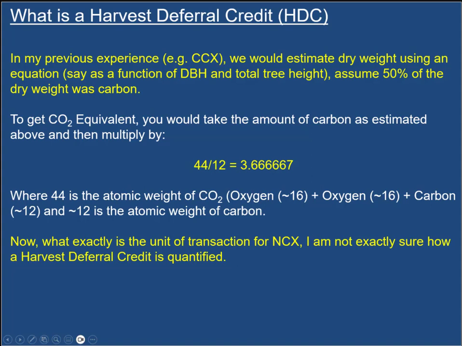So I'm in carbon. So carbon to me is a smaller unit. Then I'm going to go to CO2 equivalent. So that's a bigger unit. So I've got to multiply it by this value. I got my 12 carbon and I've got to convert it over to CO2. So I take my carbon times that number there.